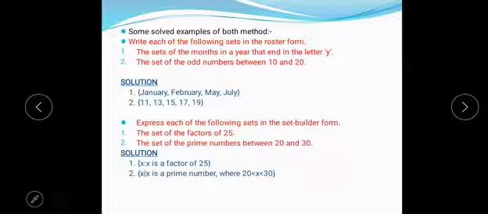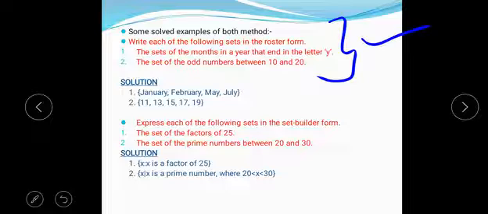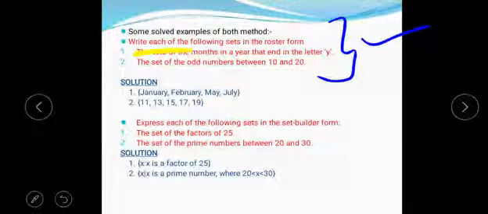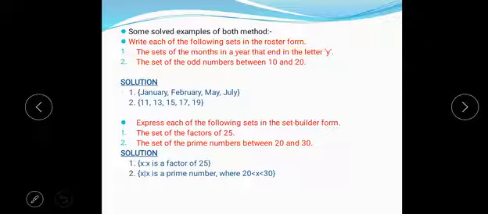Here I have taken some solved examples to help you understand easily. The first method is our roster method or tabular form. So see the first question: the set of the months in a year that end in the letter Y. There are a total of 12 months in a year. So how many months are there in which the last letter is Y? We know January, February, May, and July.